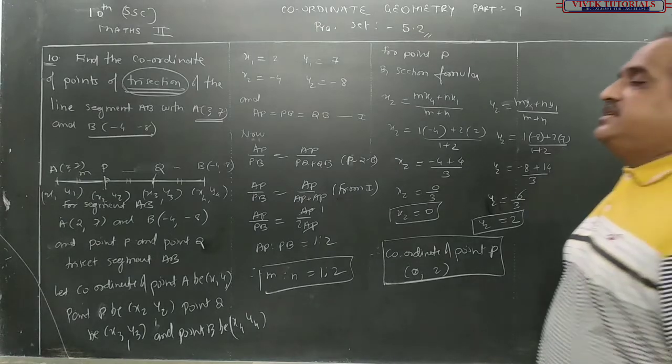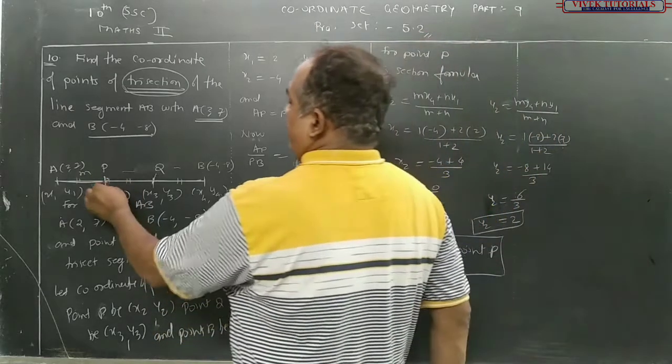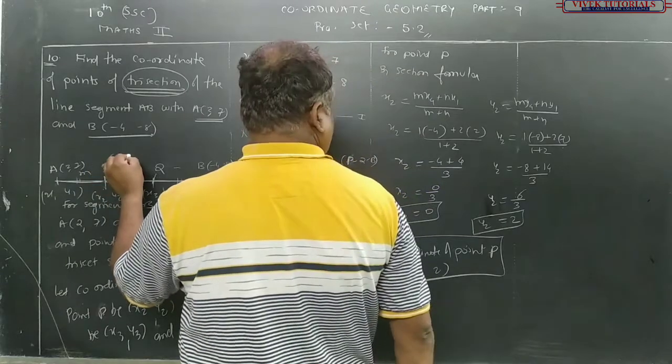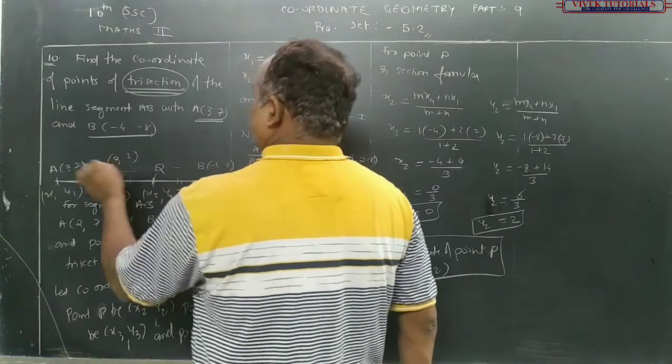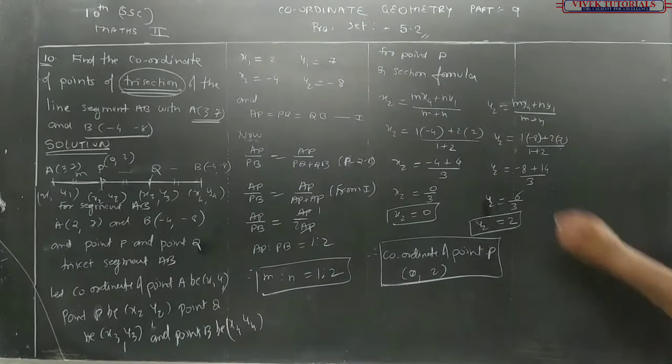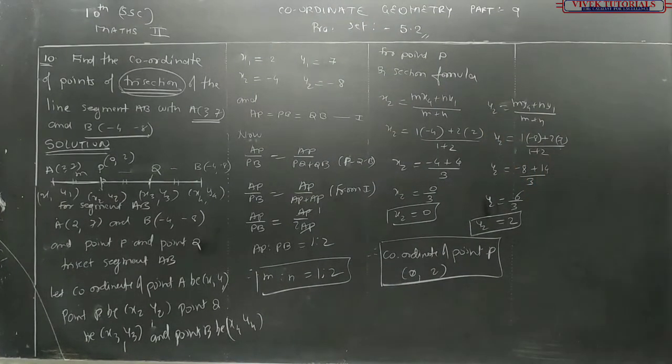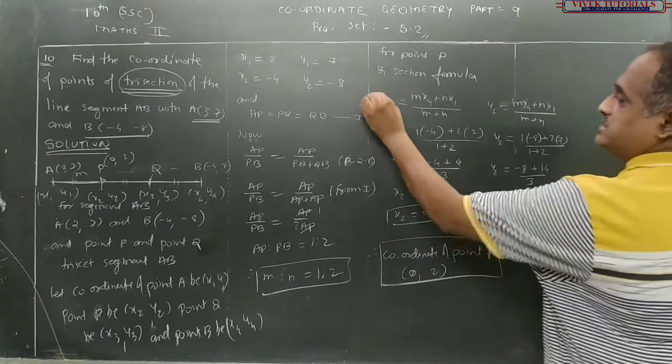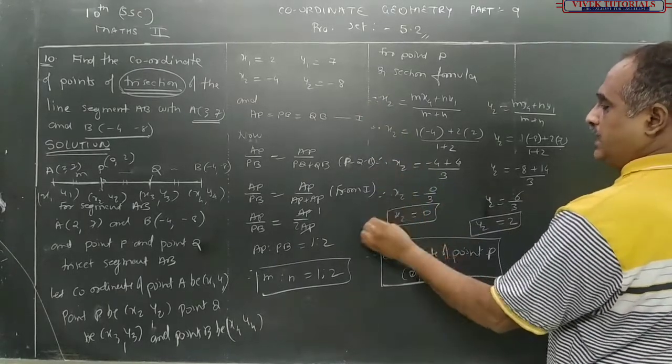Now if you see this, we got the coordinates of point P. कितना मिला? 0 and 2. 0 and 2 we got. Okay? Have you understood this?